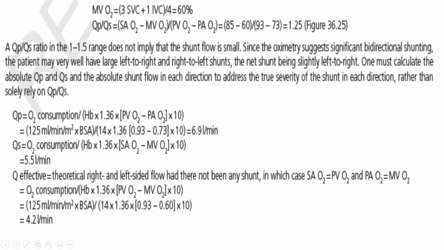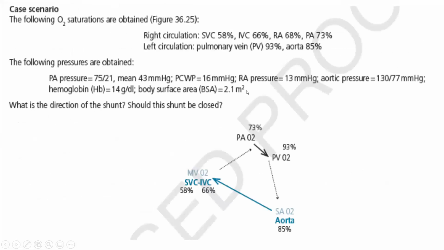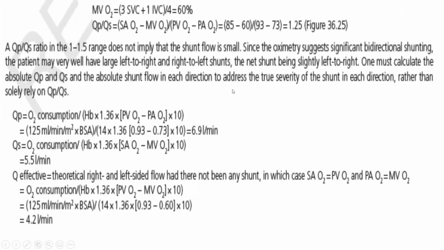In order to do that, we calculate the absolute QP and absolute QS. It's the same numbers we plug in for QP, the pulmonary venous and the pulmonary arterial O2. We just add the hemoglobin numbers. For the O2 consumption, there are a lot of equations and you can use any for that purpose. Here I use the standard one, 125 milliliters per minute per meter squared of body surface area. That's why I gave the body surface area. So you calculate the QP, then the QS, that's the QP to QS ratio in absolute terms. It will come up 1.25.